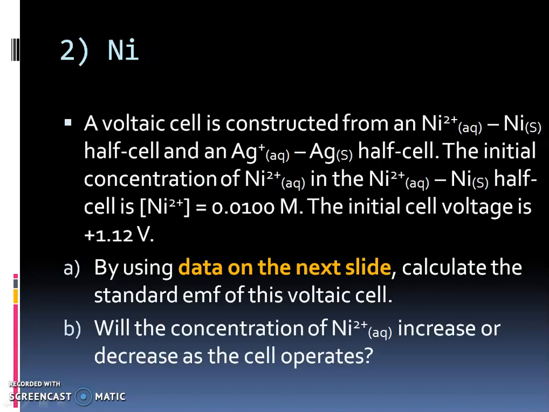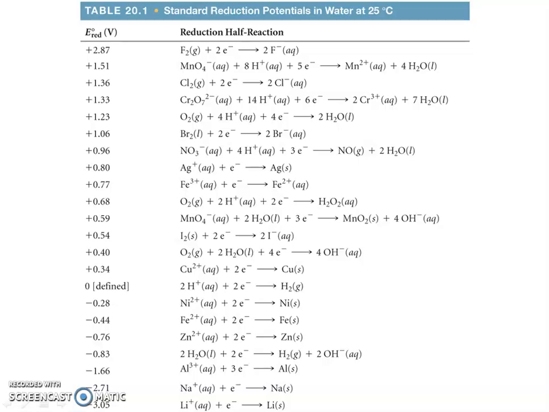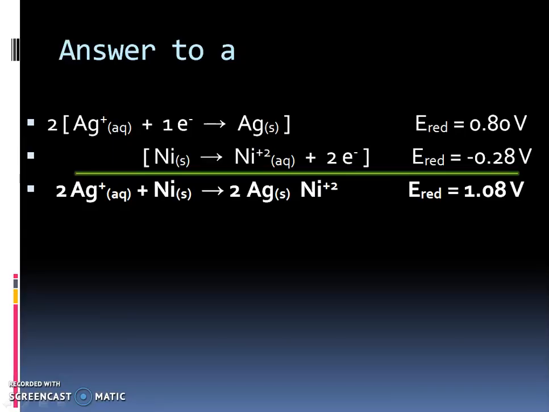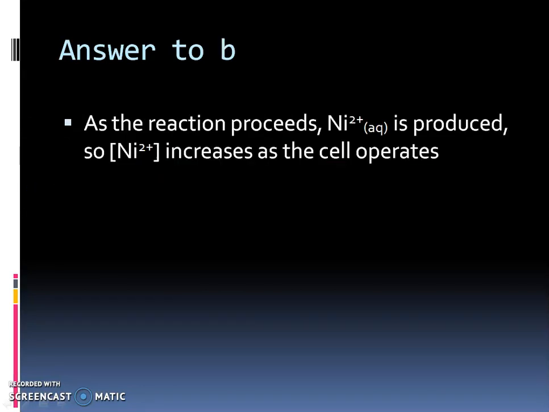All right, here we go with number 2, dealing with nickel. Again, that data, that chart for your voltaic cell, your volt values are on the next slide. And here's that list again. And your answer. And B.